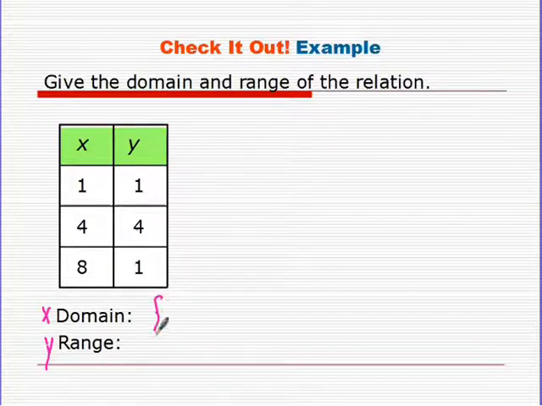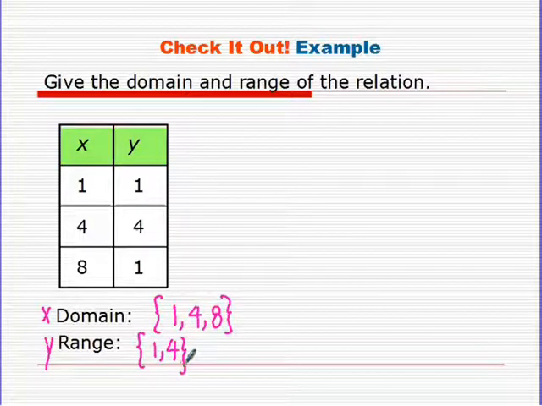The answers would be, in braces, the x values are 1, 4, and 8, and the y values for the range are 1 and 4. They don't have to be in numeric order, but you'll generally see them written in numeric order. That's really all it is. You list the numbers from the x's and you list the numbers from the y's. It would be the same thing if it was given to you in list form.